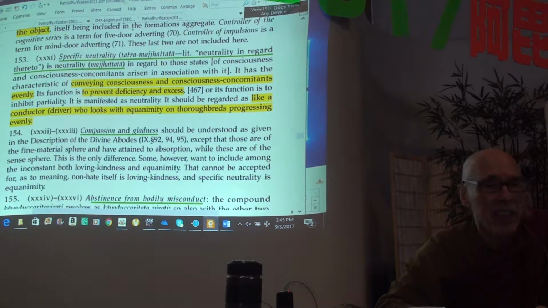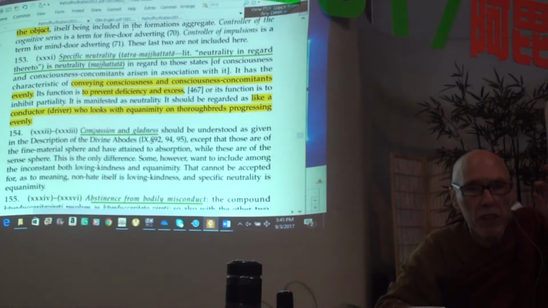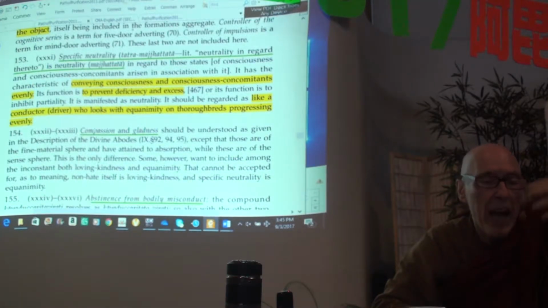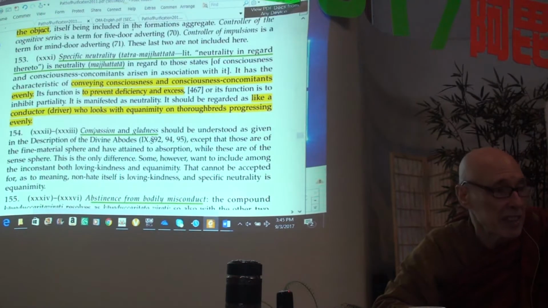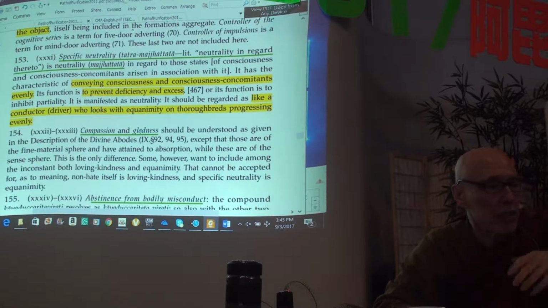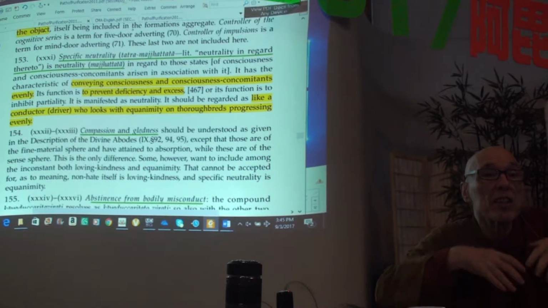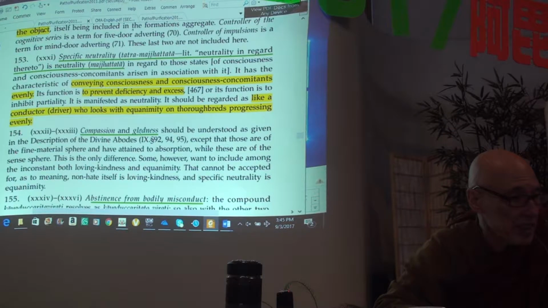So compassion is that mental factor that's responsible for one feeling empathy with those who are undergoing suffering. It's said to be the quality that makes the heart of a good person shake with the suffering of others. And then gladness or altruistic joy is the factor that's responsible for one rejoicing in the good fortune of others or in the good qualities of others.